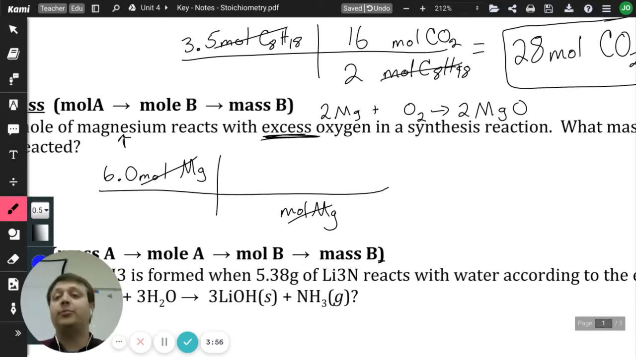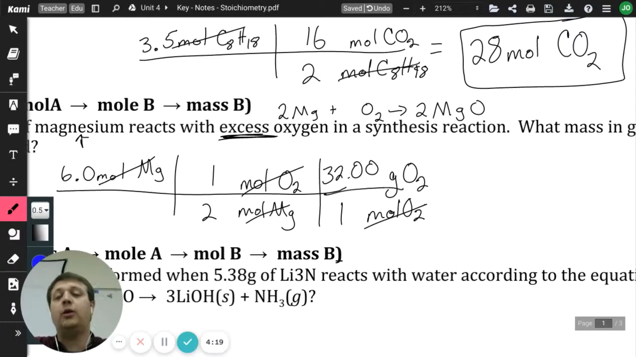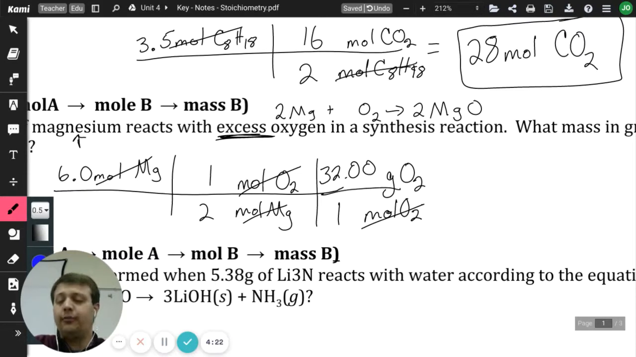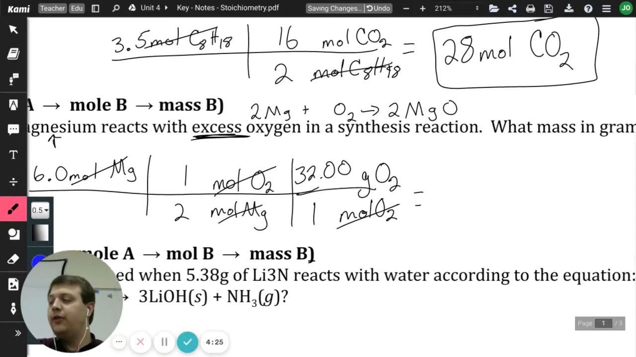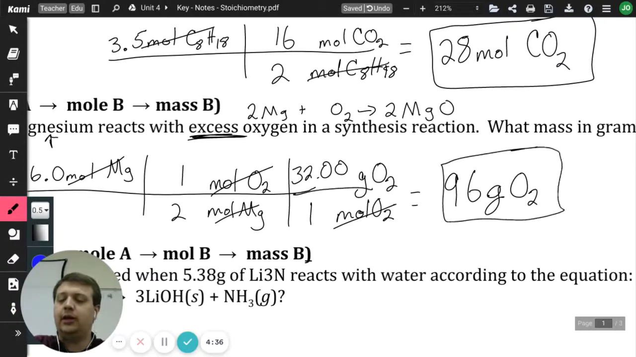Remember, the only way to go from one substance into another is to use your mole to mole ratio. So moles of magnesium into moles of oxygen. There is 1 mole of oxygen for every 2 moles of magnesium. Moles of oxygen is not what I'm looking for, so I drop it low and cancel that out. We're going to go from moles of oxygen into grams of oxygen. It has a mass of 32.00 grams for every 1 mole. Grams is what I'm looking for, so I can solve. 32 times 6 divided by 2 gives us 96 grams of O2. That would be my answer.